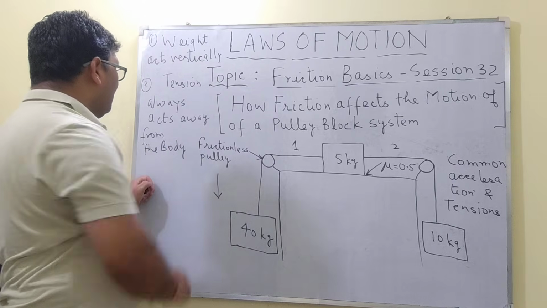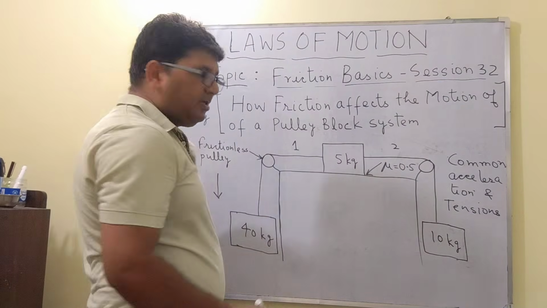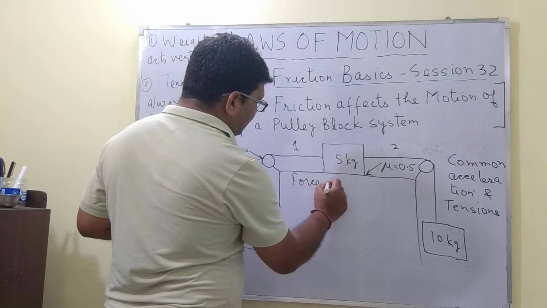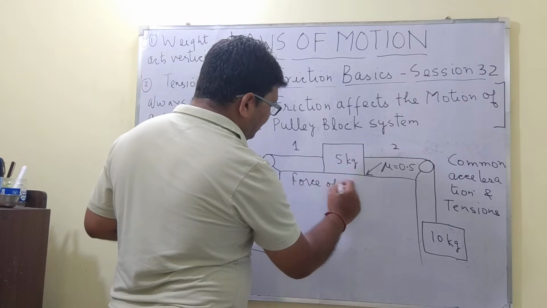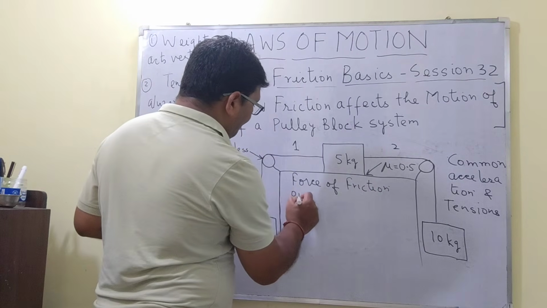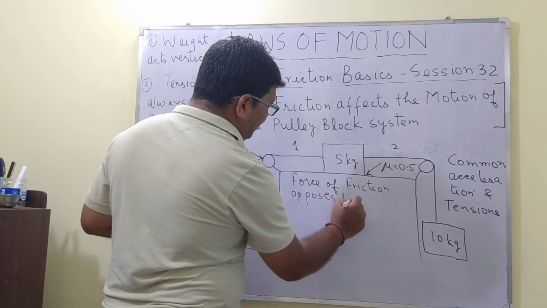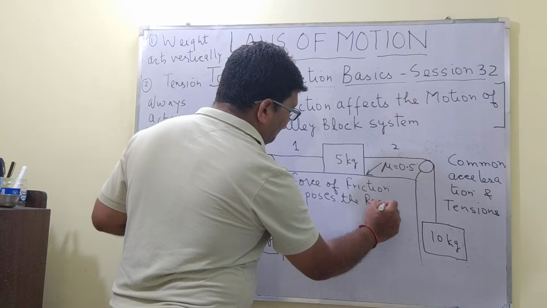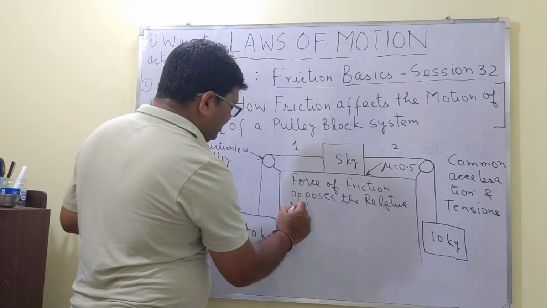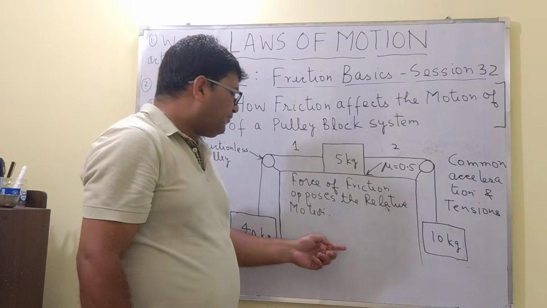This is your second point. And the third important point is that the force of friction opposes the relative motion. The force of friction, or you can say the friction force or the friction, opposes the relative motion. So these are the three important points which will be utilized in solving this question.